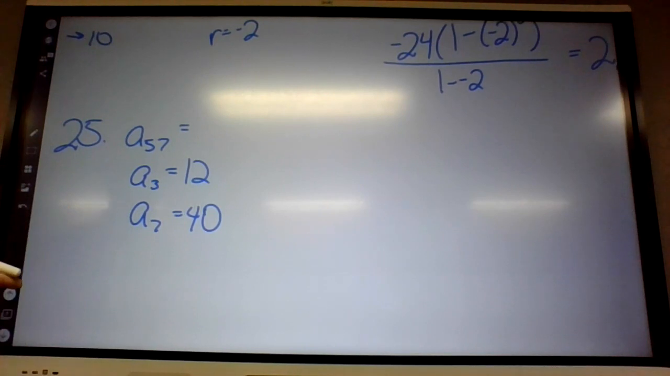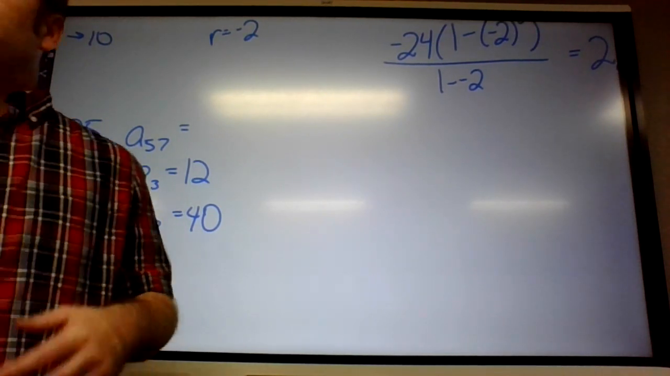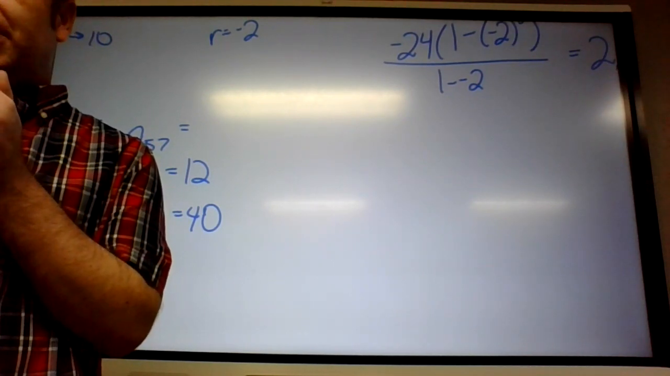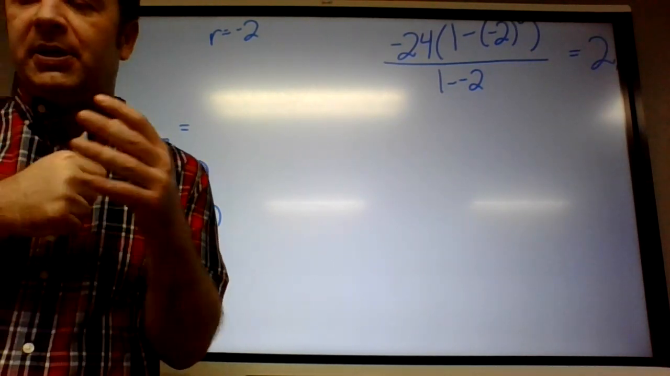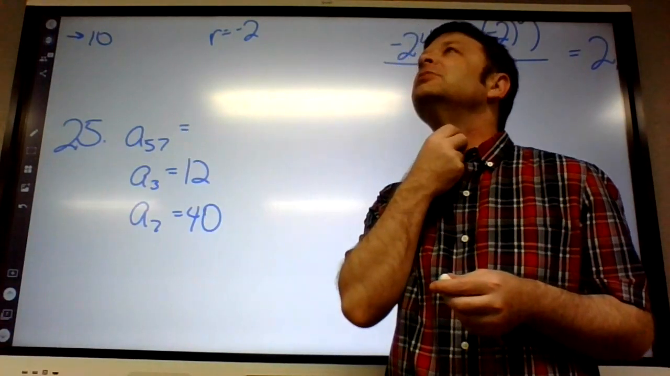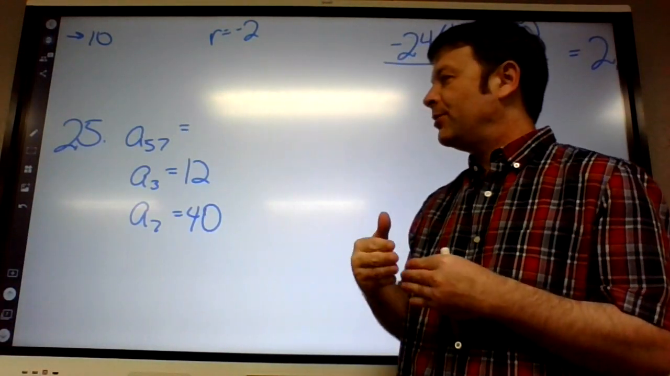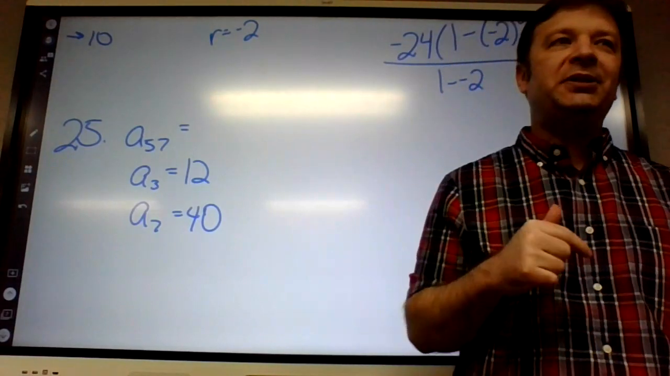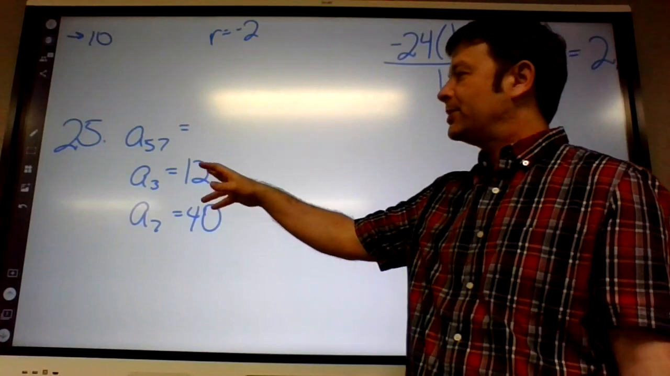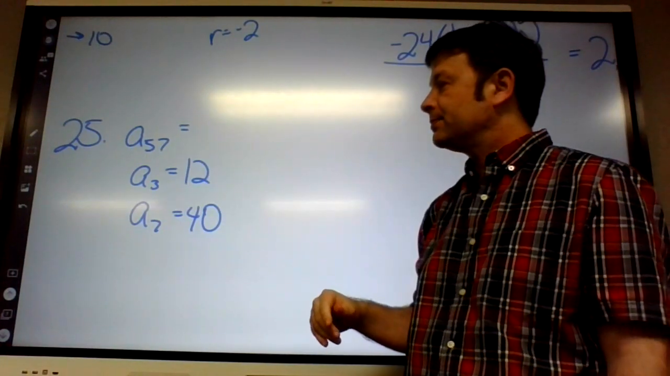Okay, number 25 says the following are arithmetic sequences. So what does arithmetic mean? They're adding the same value over and over. So we need to figure out what they're adding over and over. So how do we figure out what they're adding?